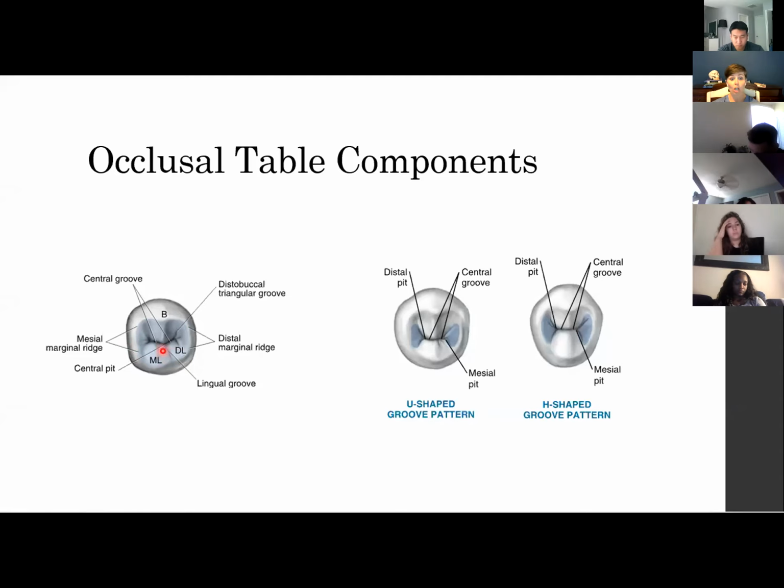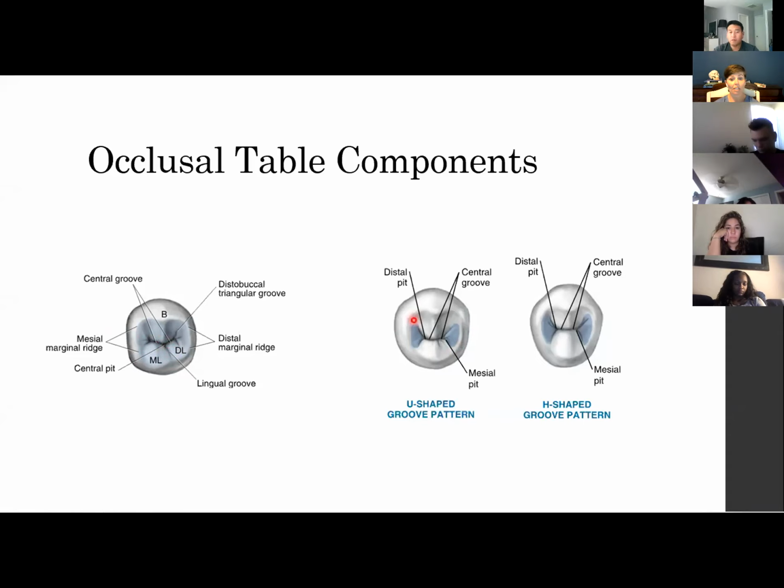Here's your central. You have a central pit on the Y-shaped one because the lingual groove comes and meets the central grooves, and then makes that pit in the middle of the tooth.